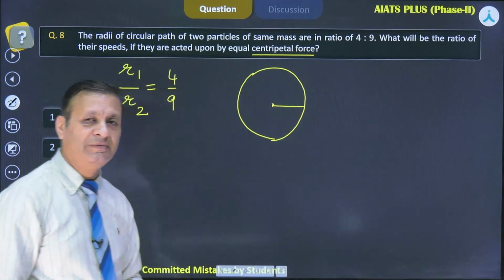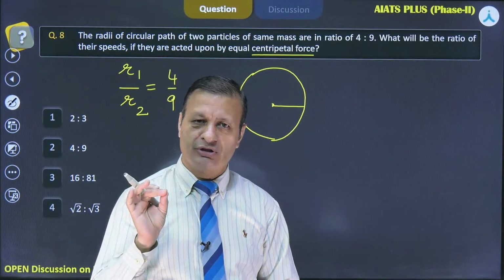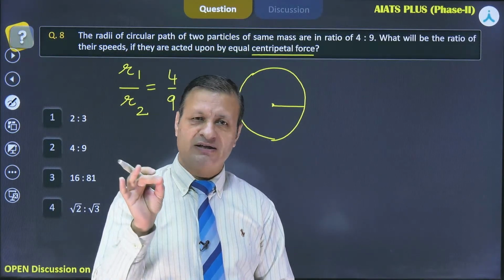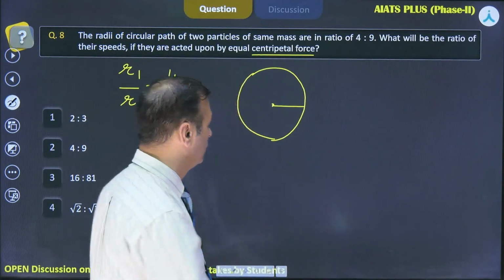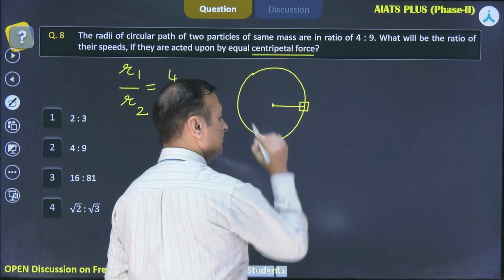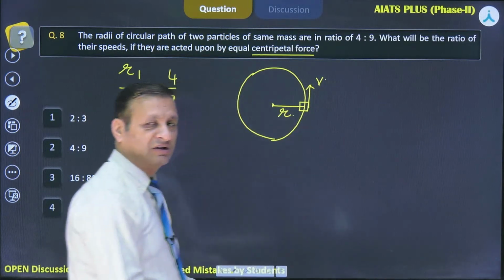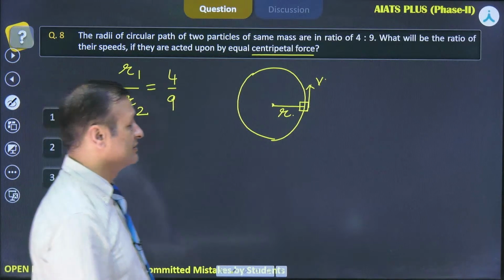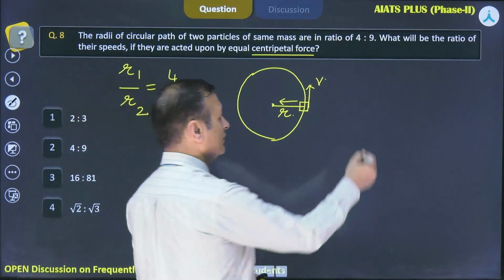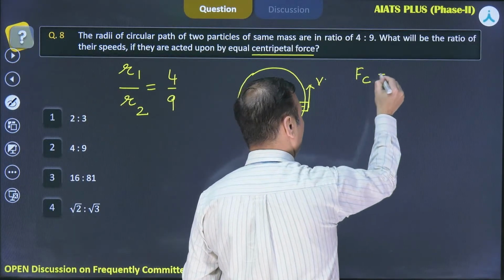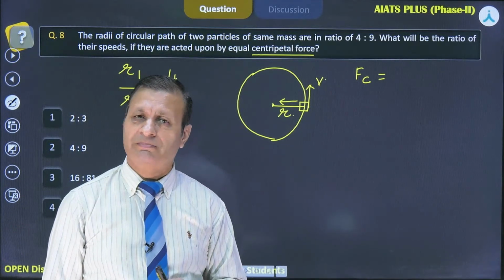We all understand whenever a particle moves two-dimensionally in a horizontal plane, or maybe even in a vertical plane, that has to be a circular path. So if a particle of mass m moves with speed v in this circle, it experiences centripetal force, and that is directed towards the center of the circle. Or you can say this is the force required for the particle to move in the circular path.